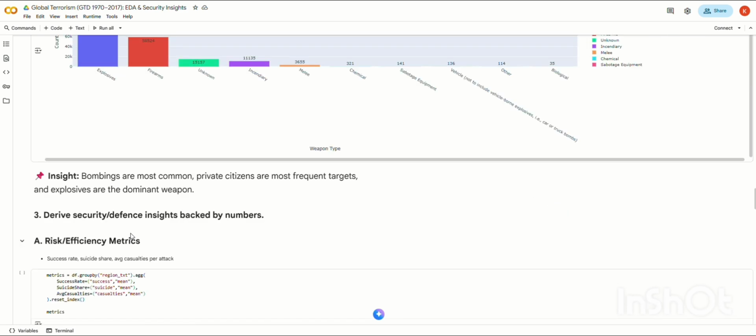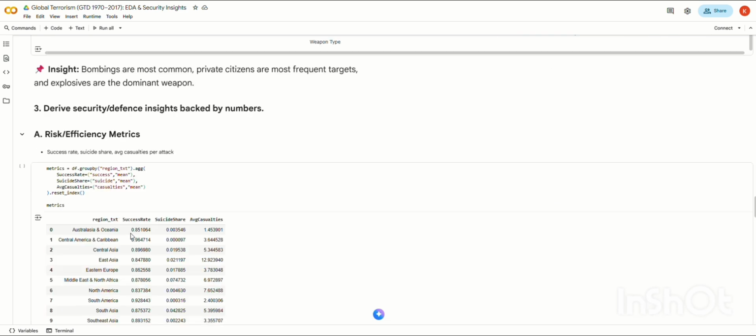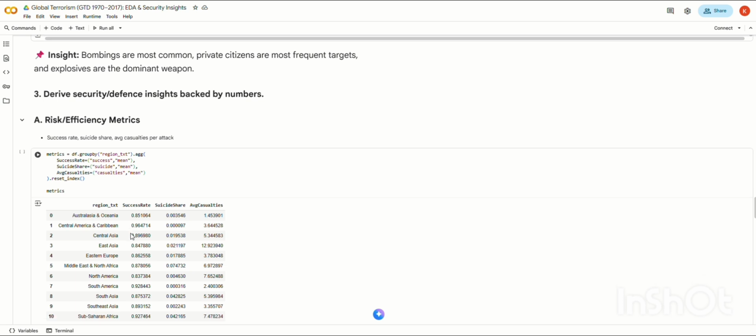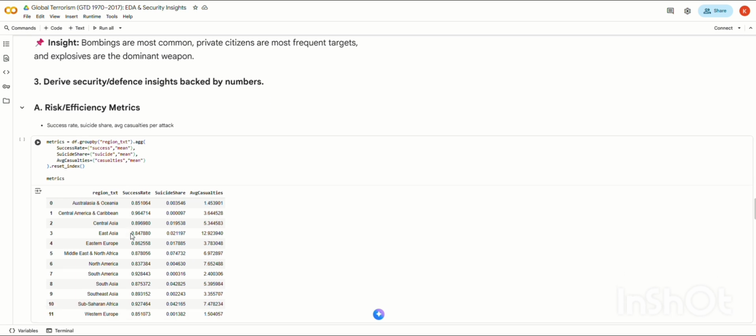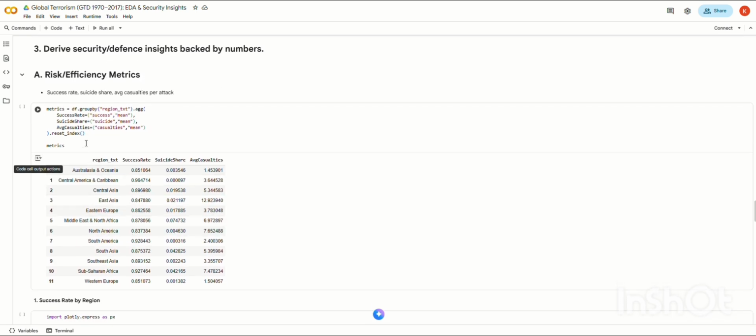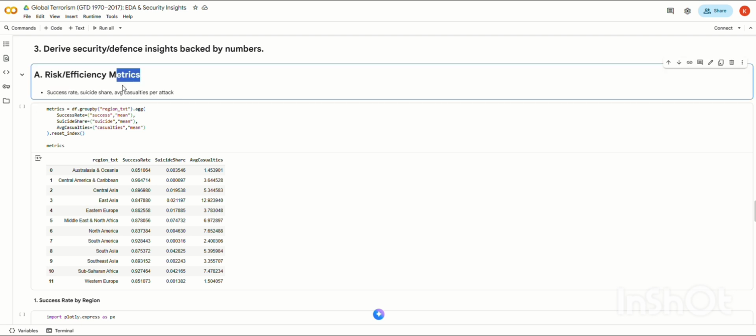Next, let's evaluate how effective and deadly these attacks are. To do this, I calculated three key metrics for each region, which are success rate, suicide share, and average casualties. The percentage of attacks that were successful is the success rate. The proportion of attacks that were suicide attacks is the suicide share. Average casualties is the average number of people killed or wounded per attack.